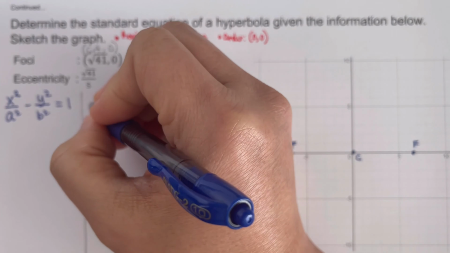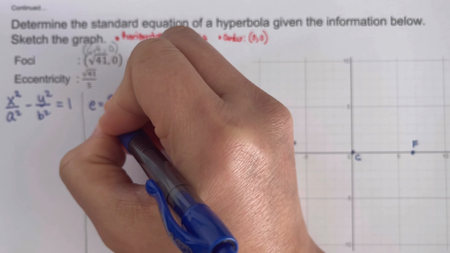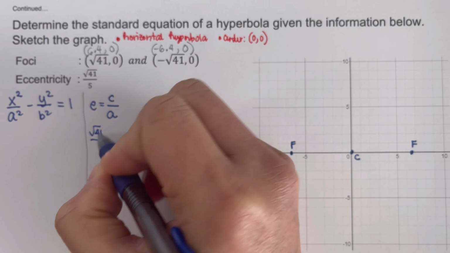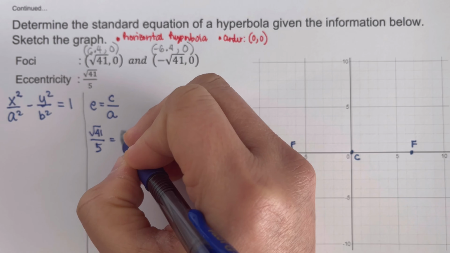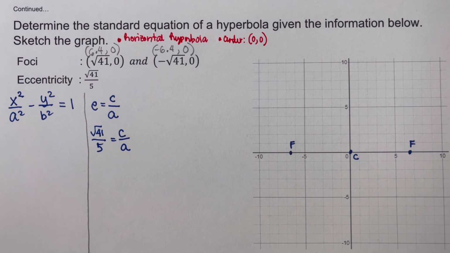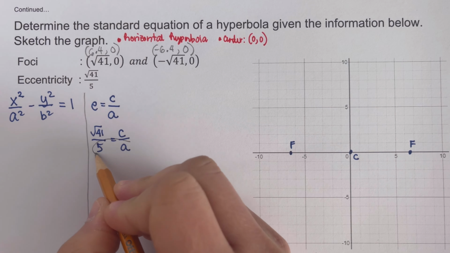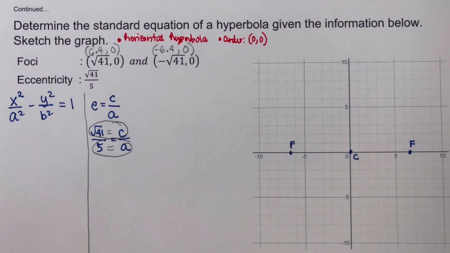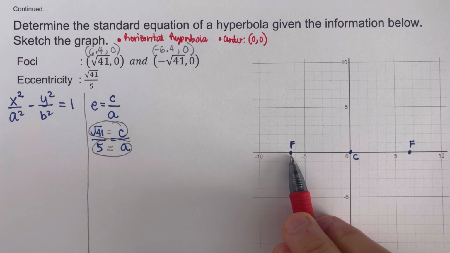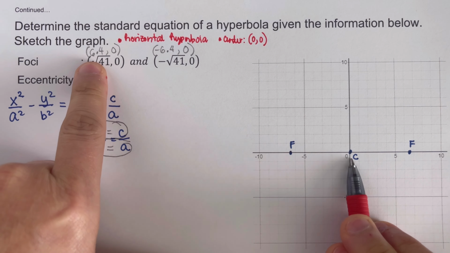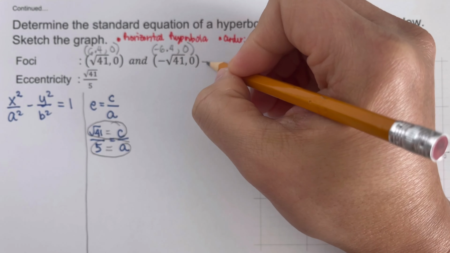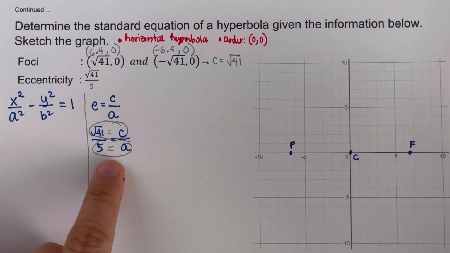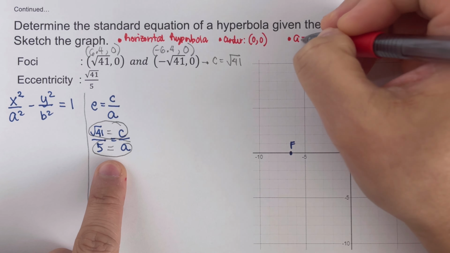Now we remember that eccentricity is equal to c over a. Since our eccentricity is square root of 41 over 5, and that is equal to c over a, this tells us that a is equal to 5, while c is equal to square root of 41. Which makes sense because c is square root of 41, or about 6.4, distance from the center. So c is square root of 41, and a is 5.